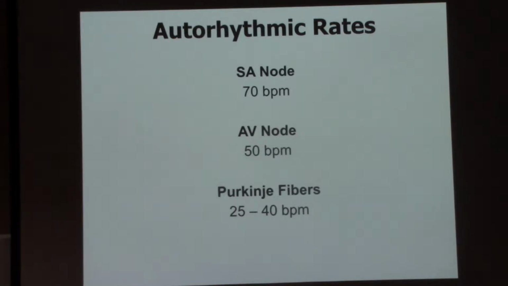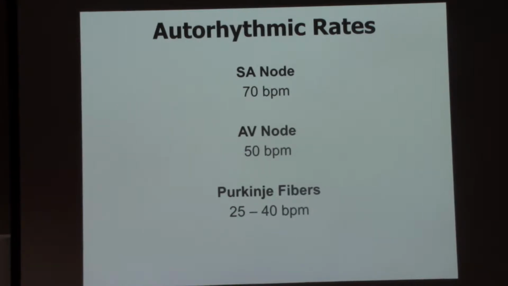Right, with all these different autorhythmic rates, though, why doesn't part of your heart beat at 70 beats per minute, and part at 50, and so on? Well, that's because the SA node, the fastest one, sets the rate. Remember that these rates are what they would do if they were left on their own devices. The AV node would fire 50 times every minute unless something stimulates it earlier. And that something comes from the SA node.